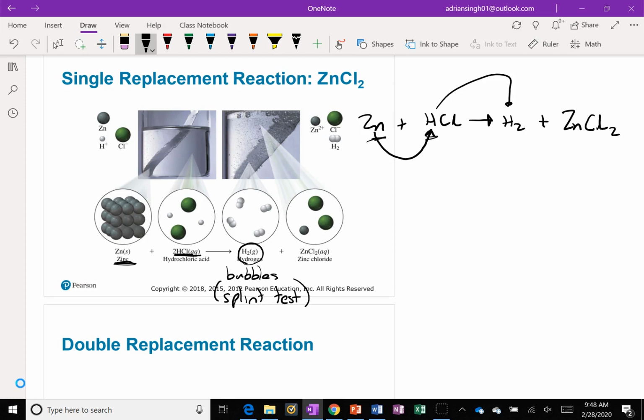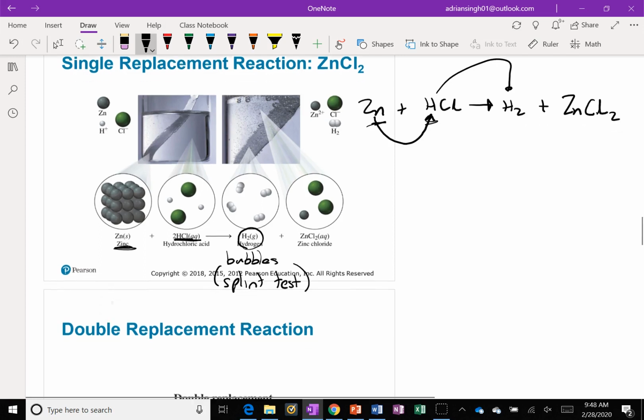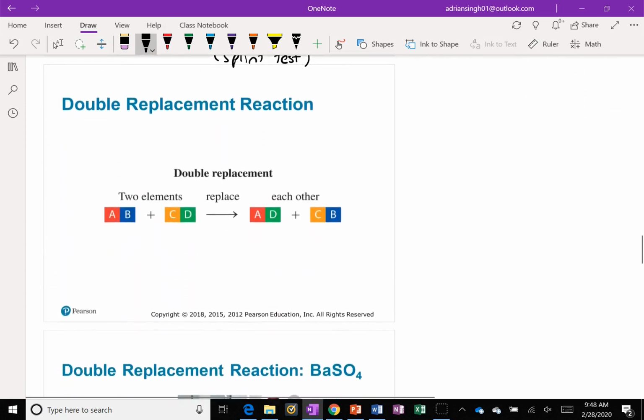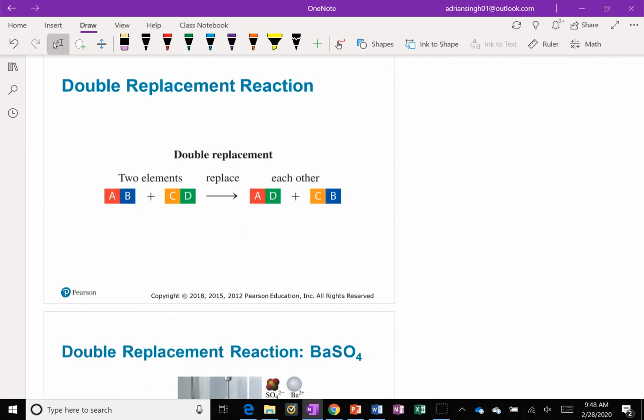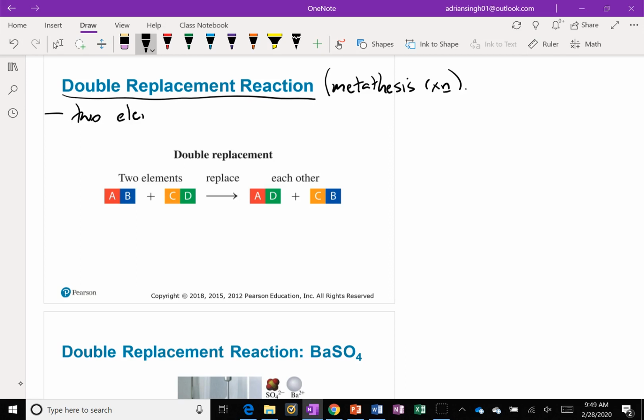All right, and you saw a couple other examples of this type of reaction. The fourth type of reaction is called a double replacement reaction. Sometimes, I think your book uses this in a couple places, it's also called a metathesis reaction. All right, and what we have happening in this type of reaction is we have two elements that end up swapping places with each other.